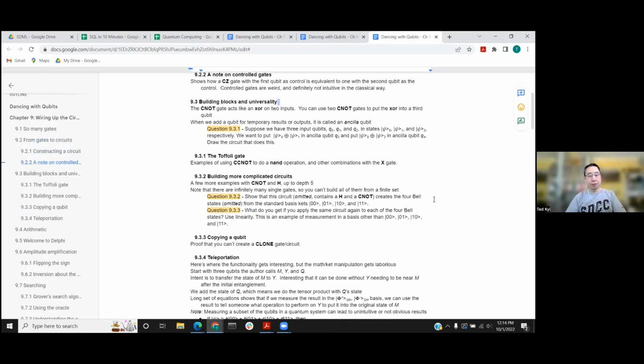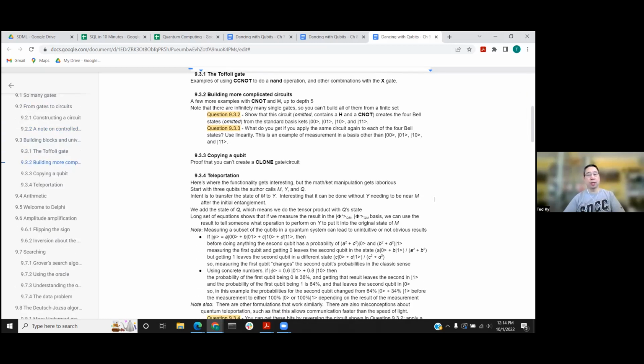And then section 9.3.3 does a proof by contradiction, showing that there's no way you can create a clone circuit that clones the state of a qubit, because basically it proves that it's not a unitary operation. All right, let me just pause here. Any comments, questions? We're about to get to the hairy stuff. Okay.